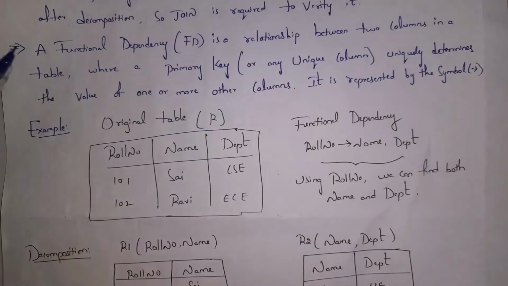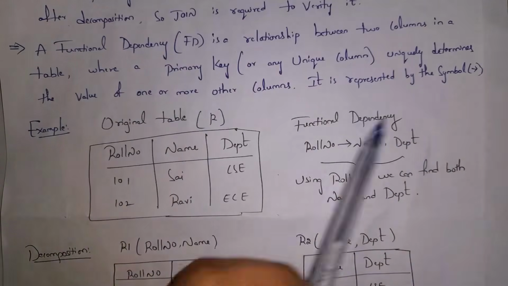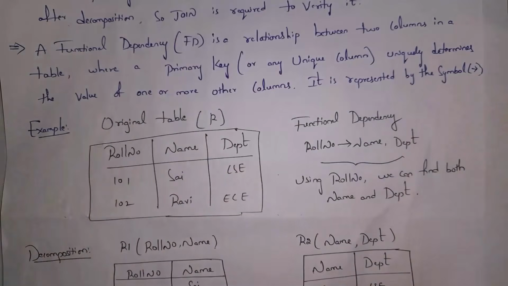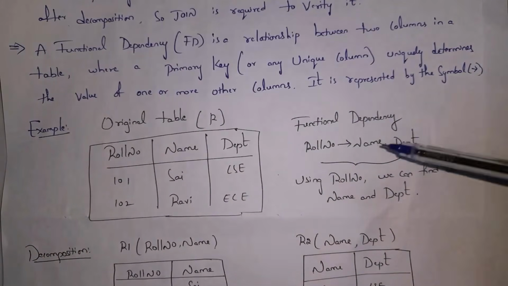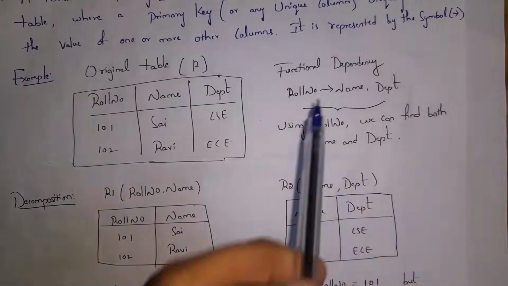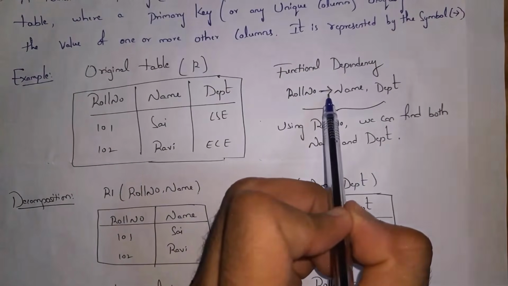So functional dependency means a relationship between two columns in a table. As each and every person has a different roll number, the roll number column is considered the primary key. These two columns depend on this primary key column, that is the roll number column. This arrow mark is the symbol by which we represent functional dependency.